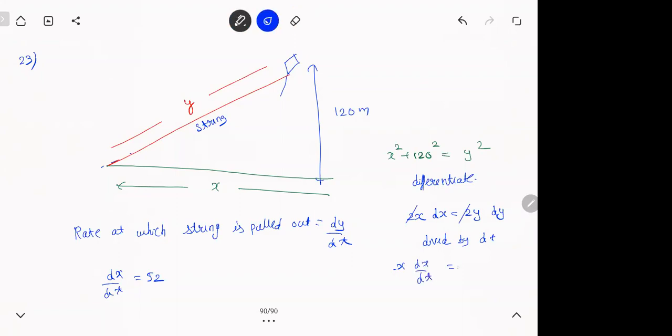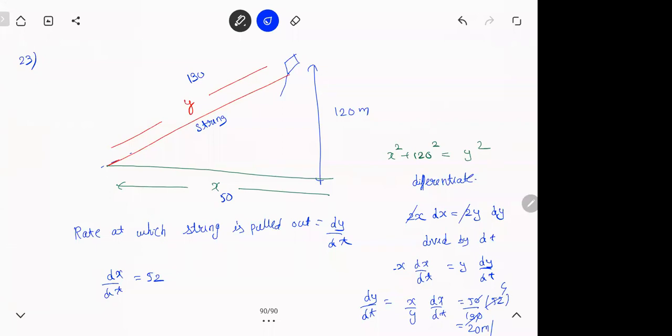dx by dt will be y into dy by dt. He's asking dy by dt, and you know all the values: x by y, dx by dt. Now see, if y is 130 and this is 120, this is how much? Pythagoras theorem, no? This was 50. 50 by 130 and this is 52. 0, 0 will cancel, 13 fours are 52, 5 fours are 20 meters per second. Yeah, the answer given is wrong. It should be 20 meters per second.